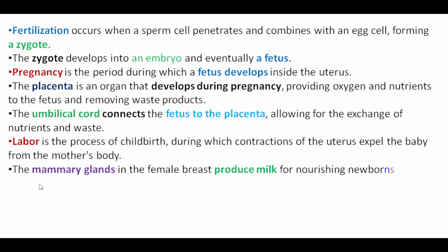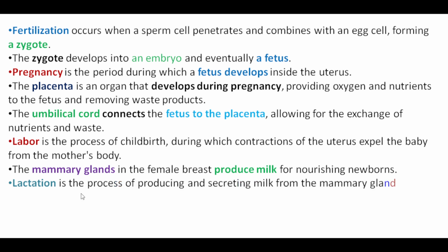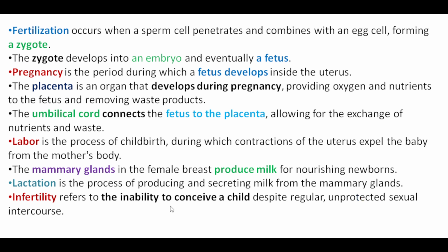The mammary glands in the female breast produce milk for nourishing newborns. Lactation is the process of producing and secreting milk from the mammary glands. Infertility refers to the inability to conceive a child despite regular unprotected sexual intercourse.